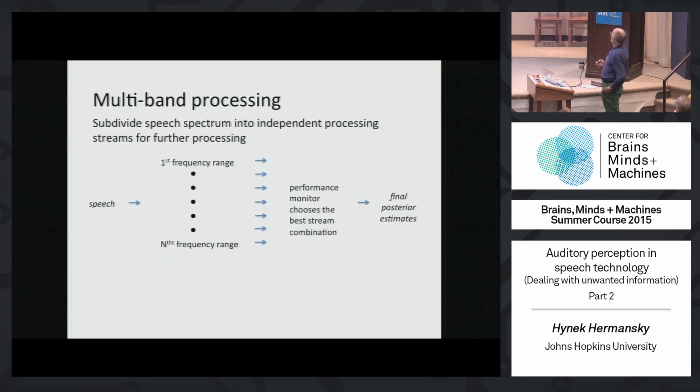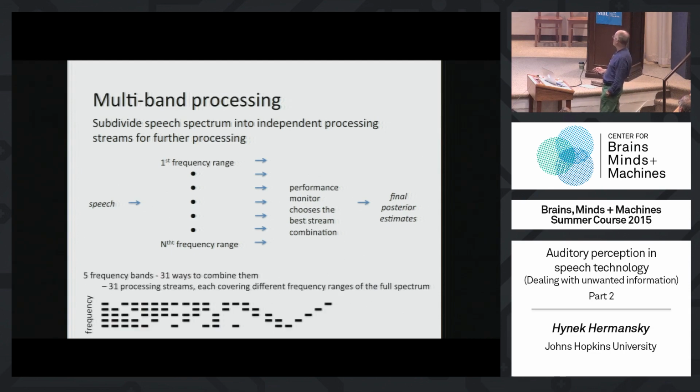And so this is multiband processing, right? This is what we do on different frequency ranges, and then you use our performance monitor to pick up the best stream. Here is one experiment which we did. You would have 31 processing streams created from all combinations of five frequency bands. One stream was looking at the full spectrum, and the other streams were only looking at parts of the spectrum. The more black ones have more spectrum, the more white, some of them are looking only at a single frequency band.